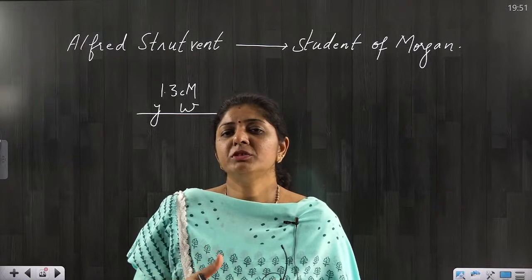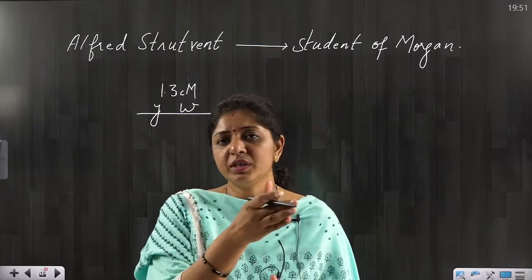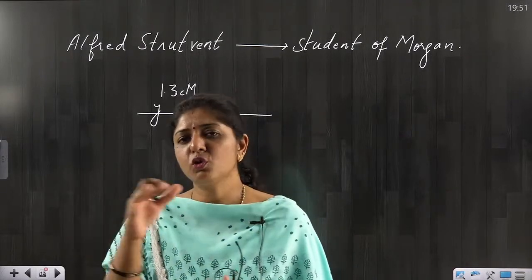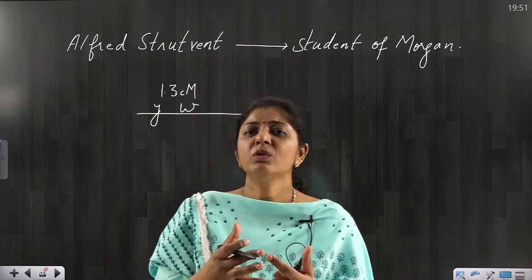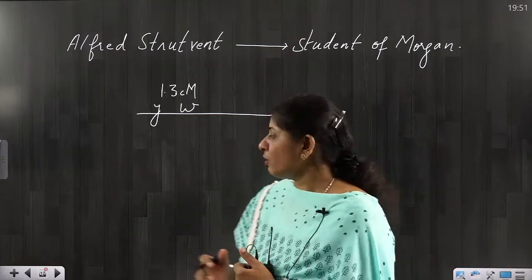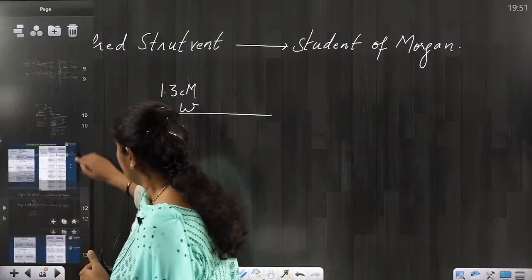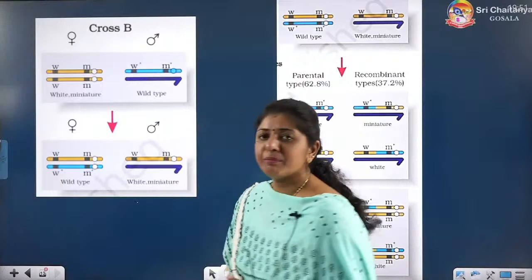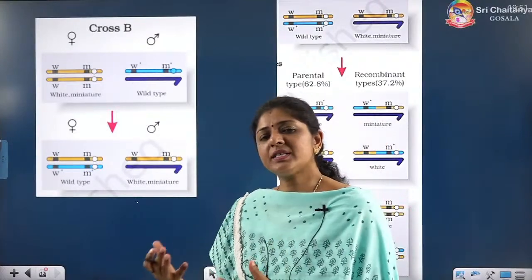Looking at the recombination percentage, you are finding out the distance between genes on the same chromosome. That correlation was given by this scientist. Now coming to the last, the dihybrid cross. Why am I calling this dihybrid?